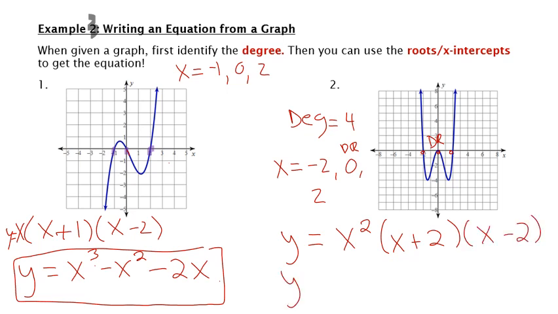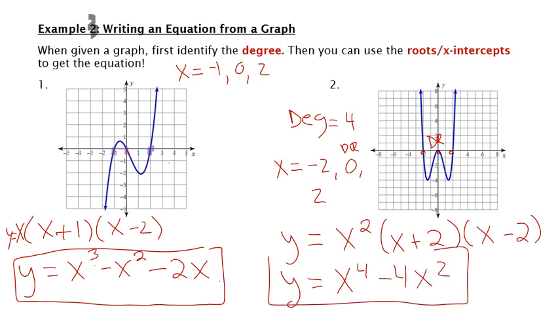And if we multiply that out, and again, you can multiply it and check your answer, you would end up with x to the 4th minus 4x squared. So even though it has all those roots, it only ends up being 2 terms at the end, degree 4, and a leading coefficient of 1.